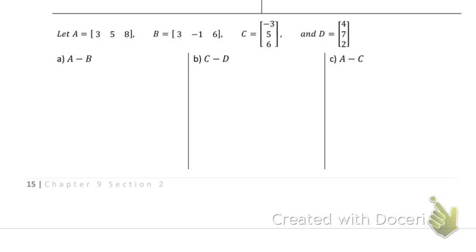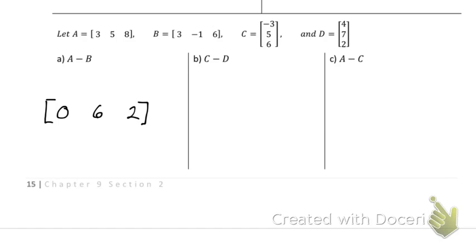A says A minus B. Am I allowed to subtract B from A? Yes. Because of the same size, right? What'd you come up with? 0, 6, 2. Oh, Kate's shaking her head no. We have to check it now. Because Kate said no.